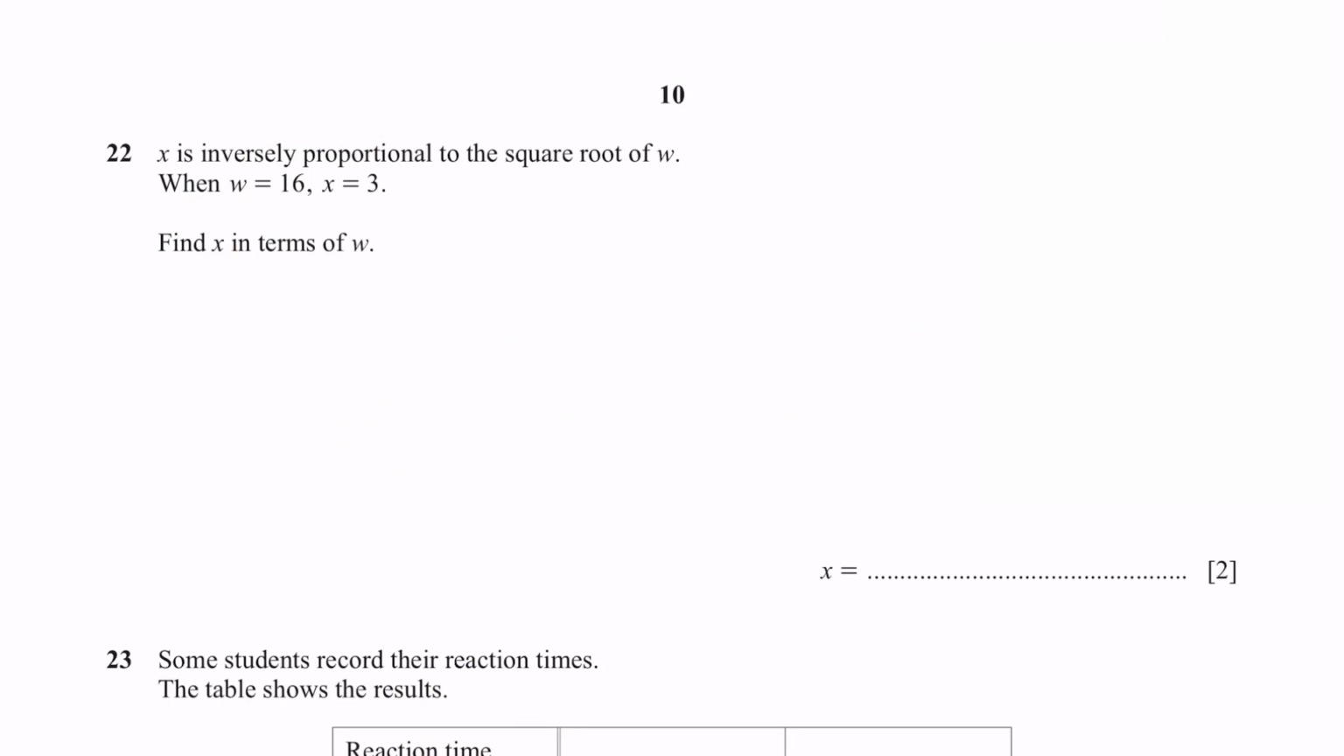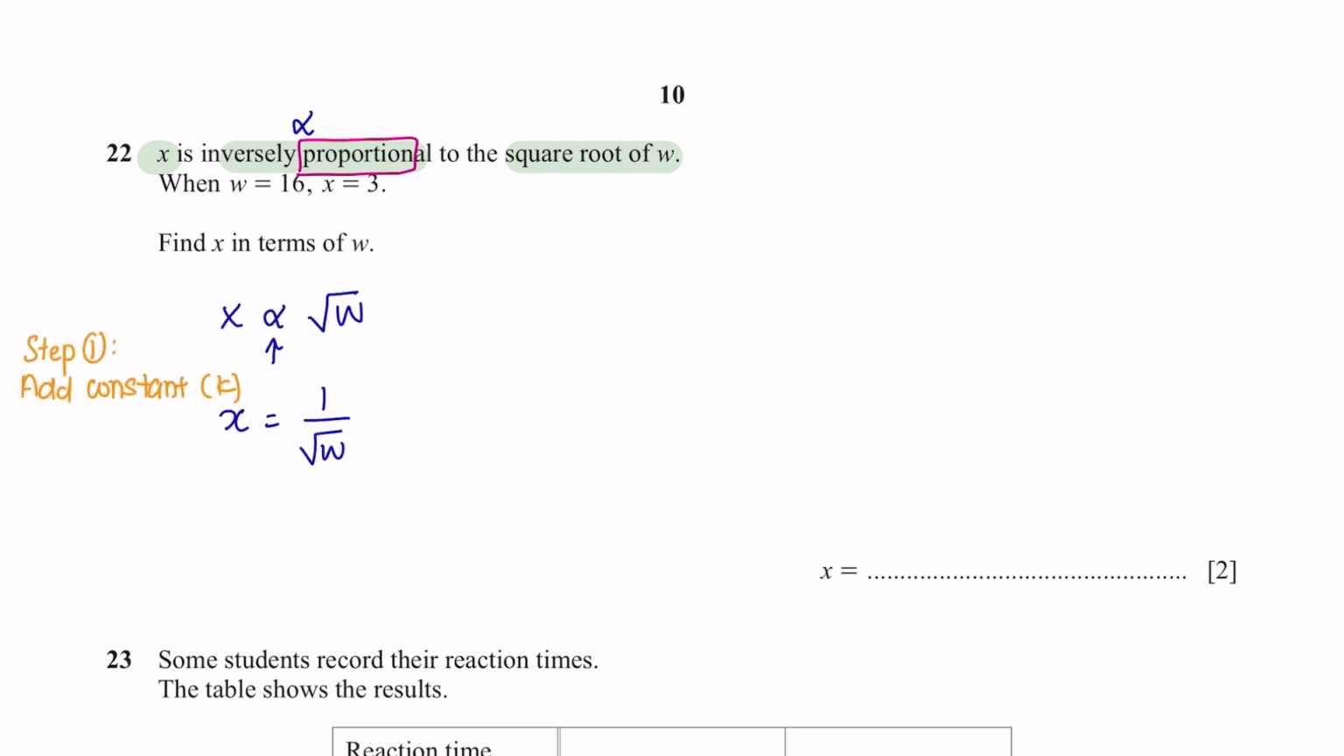Question 22. x is inversely proportional to the square root of w. We're going to have to change this to an equal symbol, meaning that it will be 1 over the square root of w. When given a question about proportion, you should always add a constant into your equation. So I'll put the constant like this. It says in the question when w is 16, x is 3. We're going to substitute the value of w with 16 and x with 3.